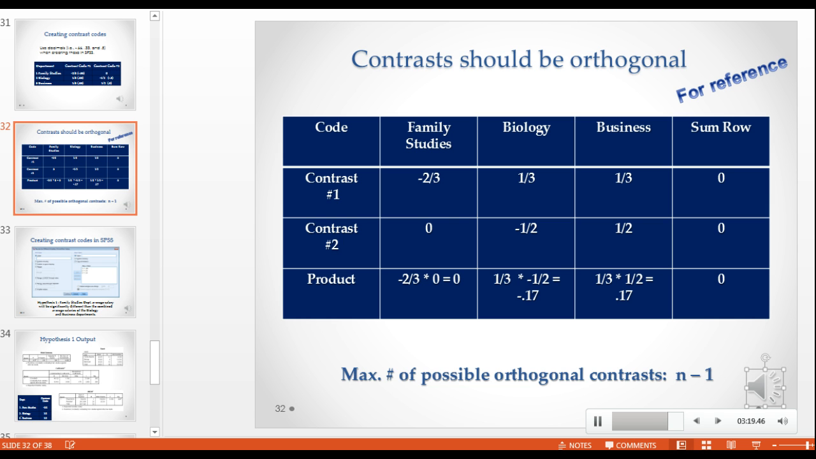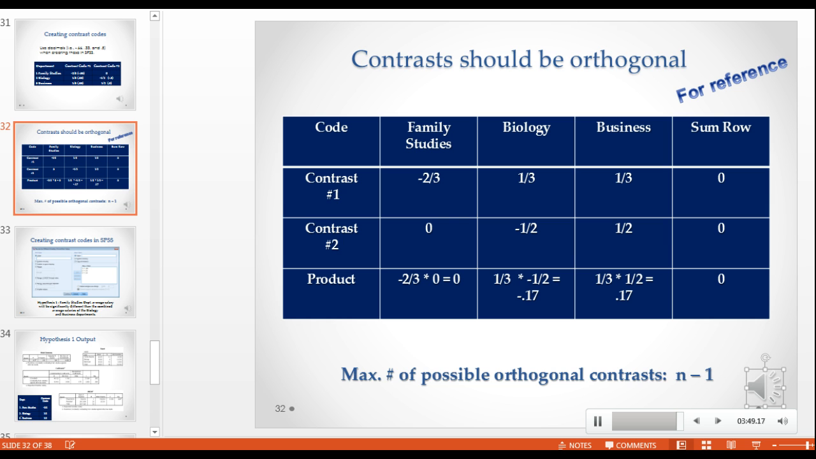There are quite a few steps, and you do not have to memorize these, but just know that this is how it's done. We would add up the product of the first one, which is 0, the family studies product. We'd add the product of biology, which is negative 0.17, and then the product of business, which is positive 0.17. Add those up, and those also sum to 0. So we have a perfect orthogonal test in this case.